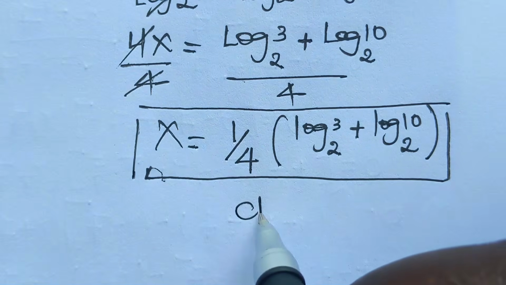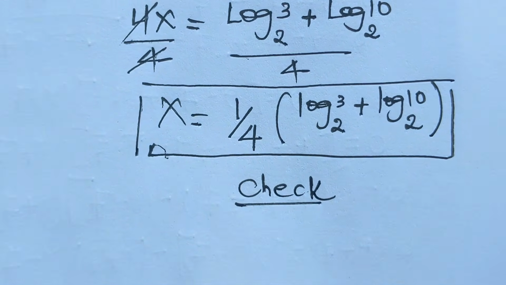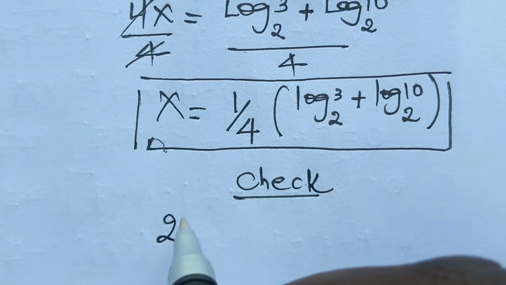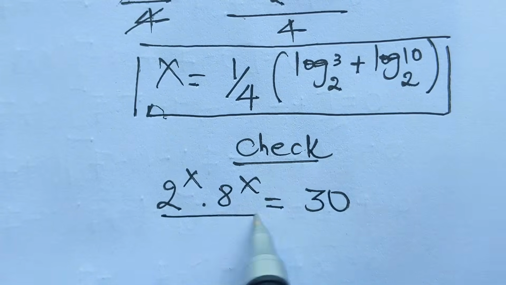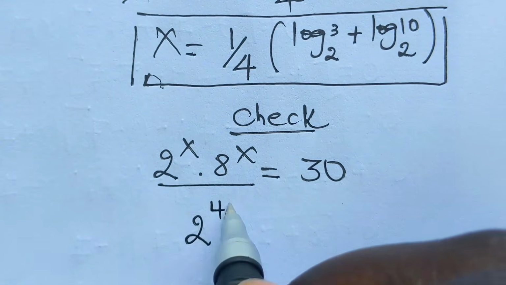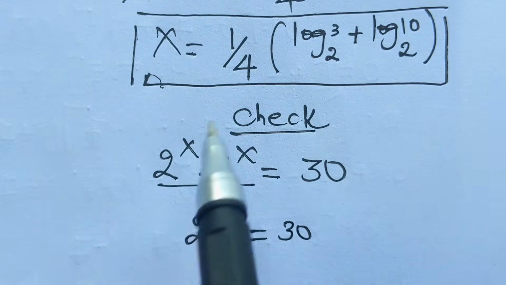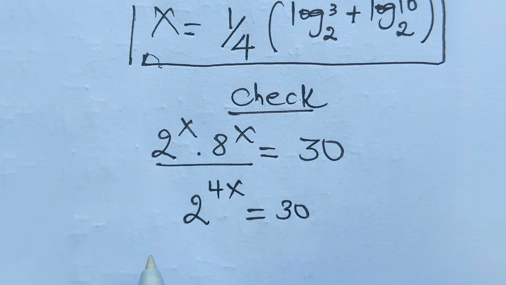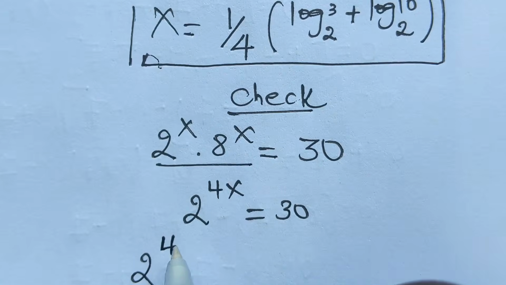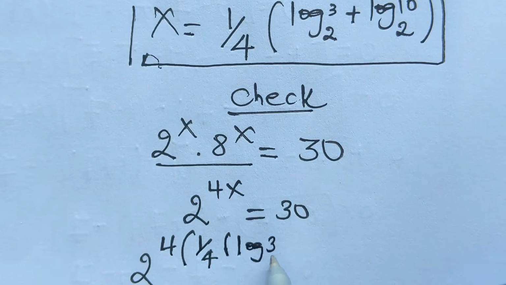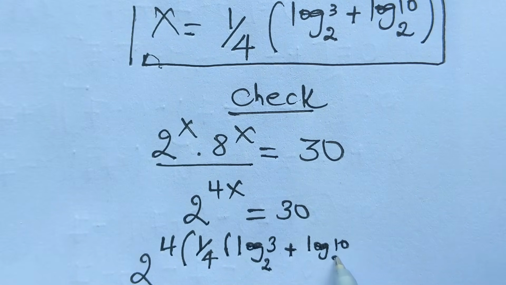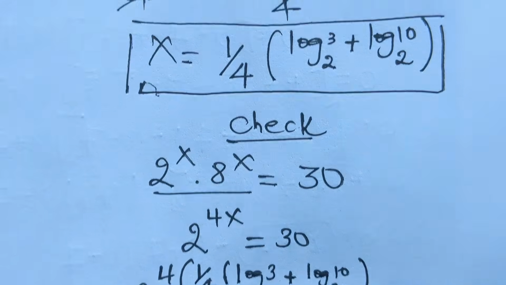So can we check if the answer is correct? Because I've been given 2 power x times 8 power x equals 30, and you have seen that this is equal to 2 power 4x, which equals 30, and you have the value of x, so you have to plug in the value of x. You have 2 power 4 open bracket of 1 over 4 times the logarithm of 3 to the base 2 plus the logarithm of 10 to the base 2, as we have it right here.